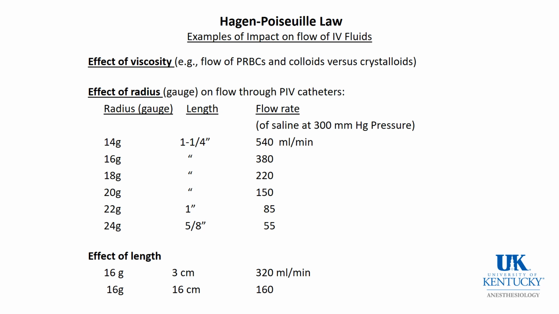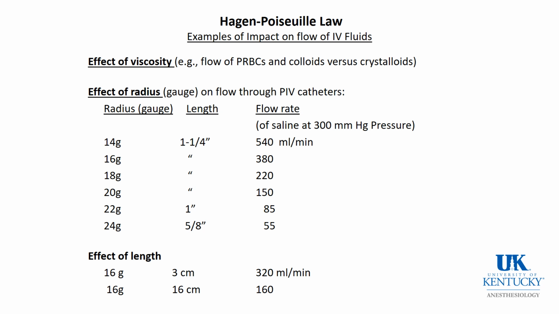Remember, red cells increase viscosity and therefore slow the flow of fluids. The second is the effect of radius, and on this slide I've shown the effect of different size catheters, same length, on flow rates. Dramatic change from a 14 gauge to a 24 gauge. And finally, the effect of length.